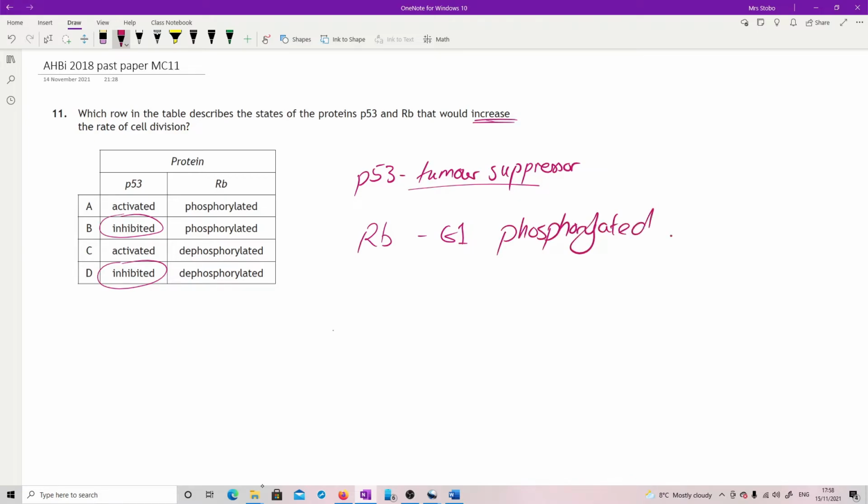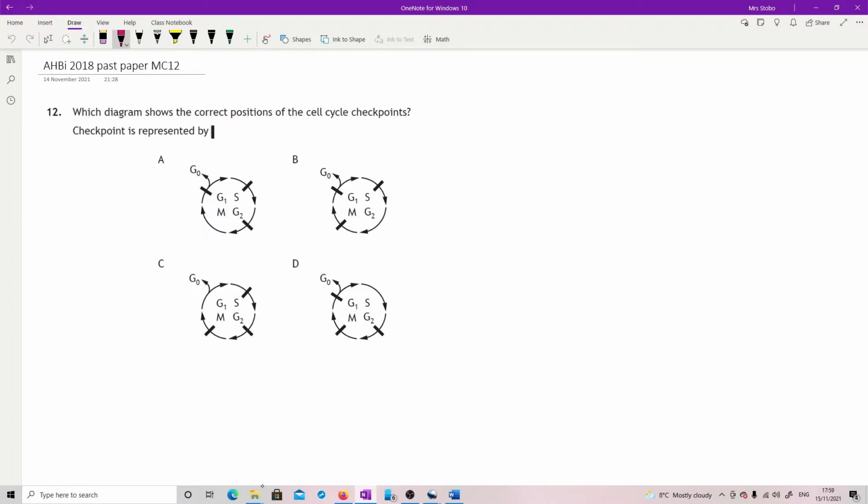So that is two very specific points of data that you need to know to be able to get the answer, which is B. Which diagram shows the correct positions of the cell cycle checkpoints, a checkpoint represented by this thick line? Again, it's just something that you need to know. There are 3 checkpoints. There's a checkpoint for going into S phase, which is at your G1.